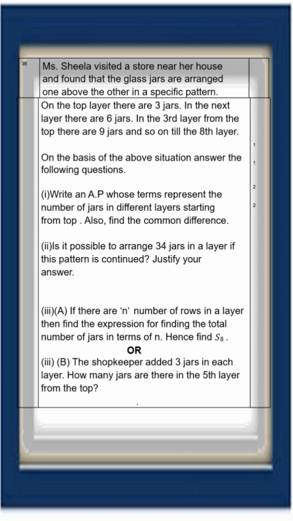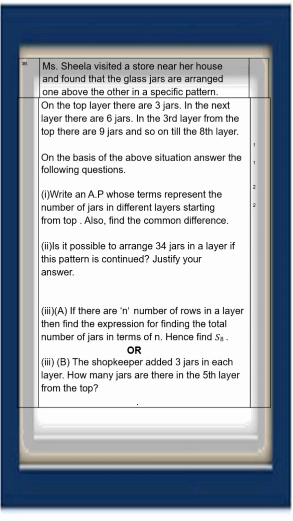The first one, write the AP whose terms represent the number of jars in different layers starting from the top. Also find the common difference. The second one, is it possible to arrange 34 jars in a layer if the pattern is continued? Justify your answer. Third, A. If there are n number of rows in a layer, then find the expression for finding the total number of jars in terms of n. Hence find S8.